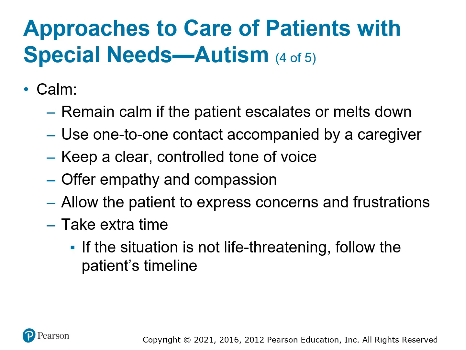Remain calm. If the patient escalates or melts down, use one-to-one contact accompanied by a caregiver. Keep a clear, controlled tone of voice. Offer empathy and compassion. Allow the patient to express concerns and frustrations, and take extra time. If the situation is not life-threatening, just follow the patient's timeline. This is another situation where utilizing that caregiver that this patient is more comfortable with, almost like a translator, may benefit you.